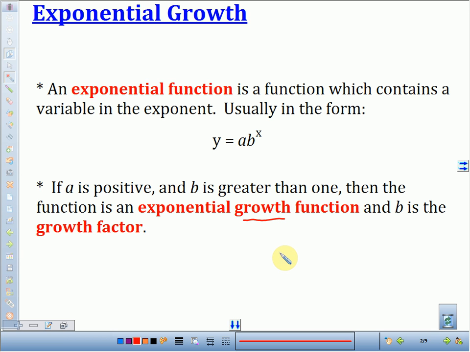B, whatever b happens to be, remember it does need to be greater than 1 here, is the growth factor. So when we refer to the growth factor, we're talking about b, the number that has the exponent. Okay, so let's look at how this works.